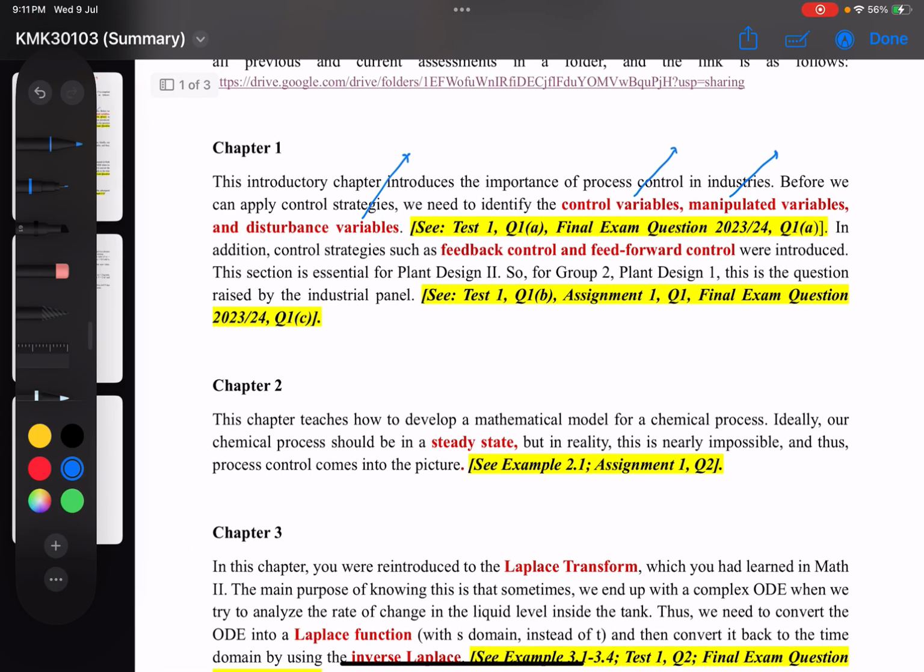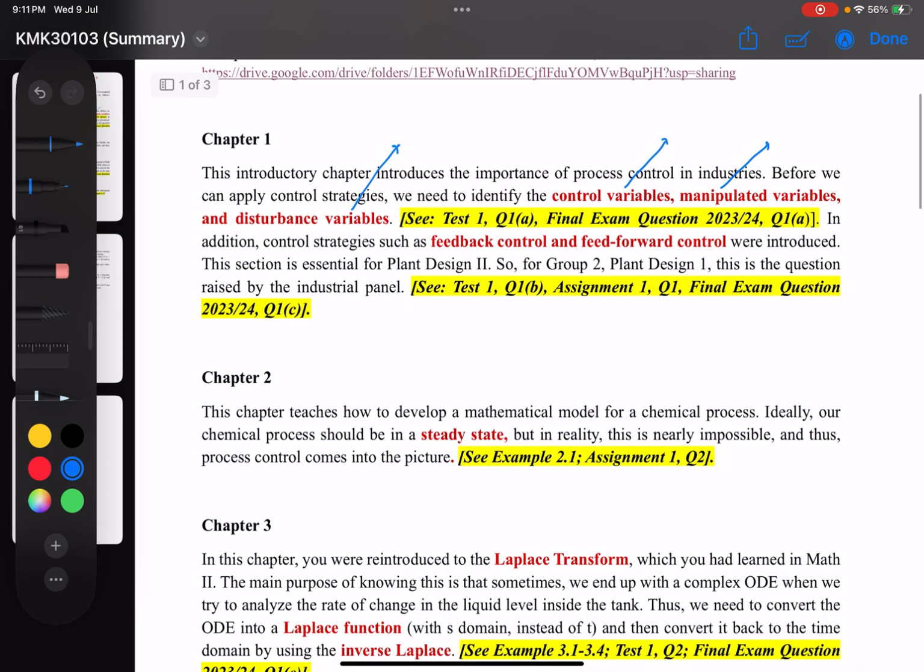So I still remember that during the Plan Design 1 presentation for group number 2, the panel from the industries did ask regarding the control system. So supposedly you should say that the process control will be covered in Plan Design number 2.